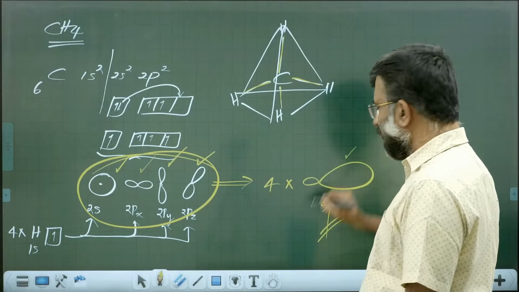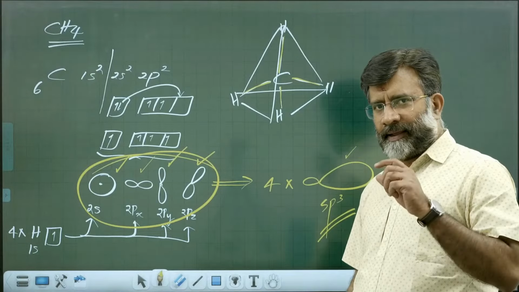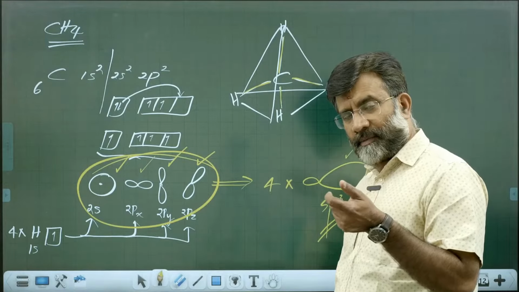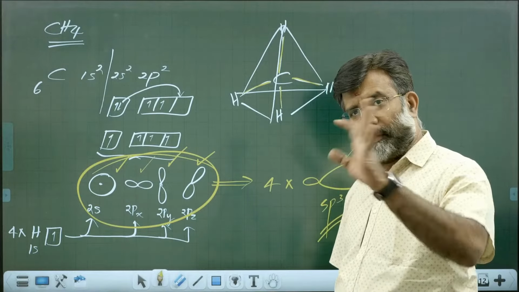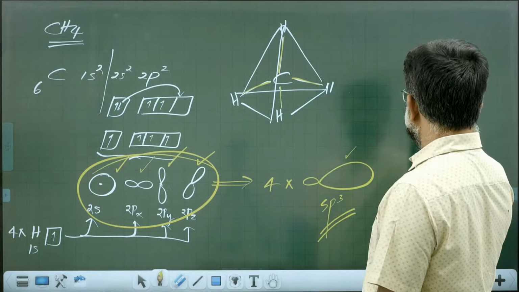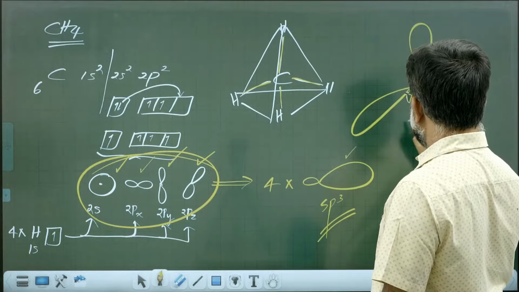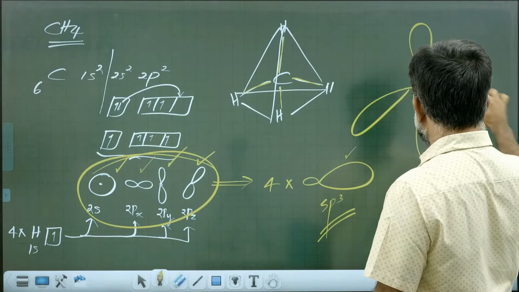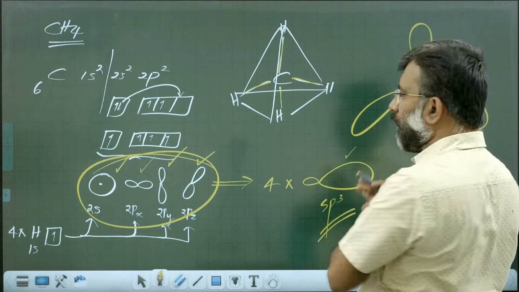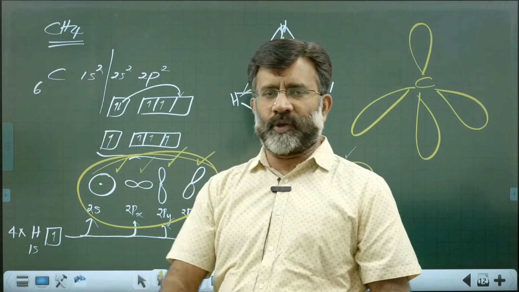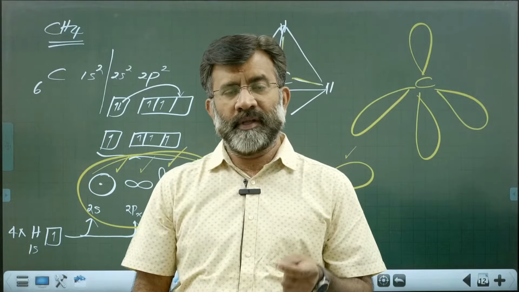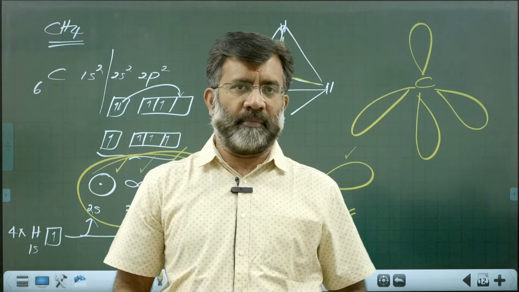The shape can be represented like this, and they are surrounding the central carbon atom, giving a definite geometry to the molecule. How is that? The central carbon atom with one hybrid orbital, another hybrid orbital, another one, and the fourth one. All four orbitals are identical and equivalent. And now the hydrogen atom comes and makes a bonding.